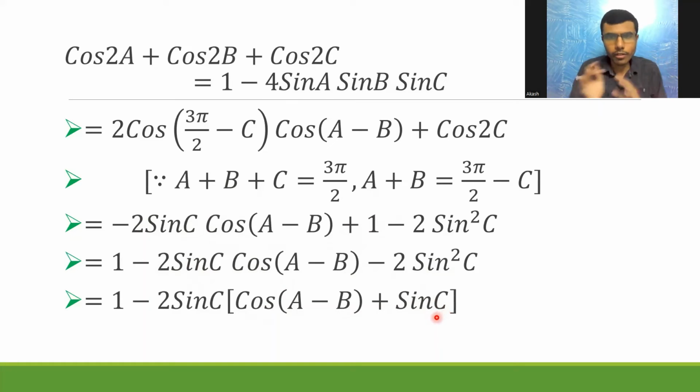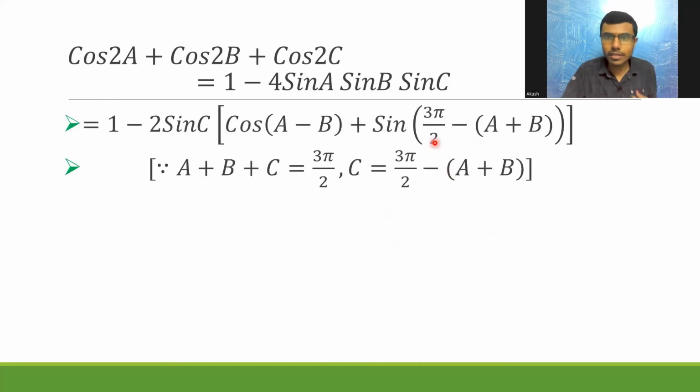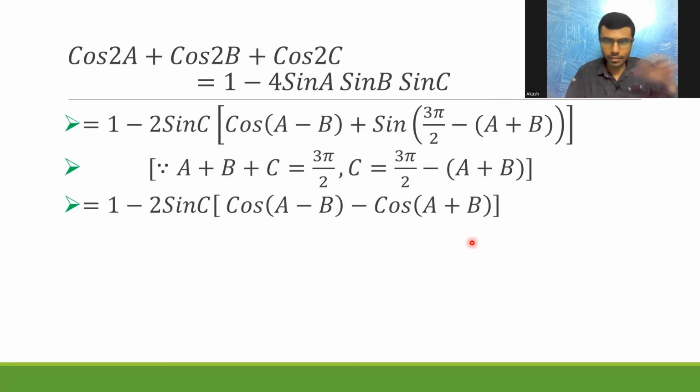How can I do that? If you remember, a plus b plus c is equal to 3 pi by 2. So c I can write as 3 pi by 2 minus of a plus b. That's the only change. Again, the reason is mentioned at the bottom. Please don't forget to mention it. It carries marks. What is sine of 3 pi by 2 minus theta? It's actually minus cos theta. So here I'd get minus cos of a plus b, this entire thing.